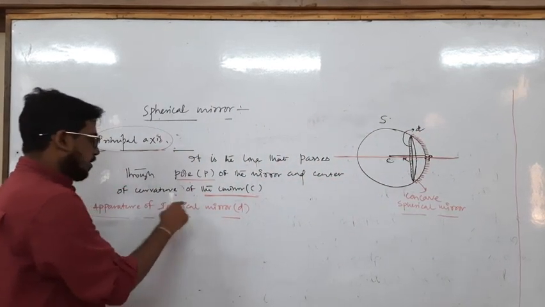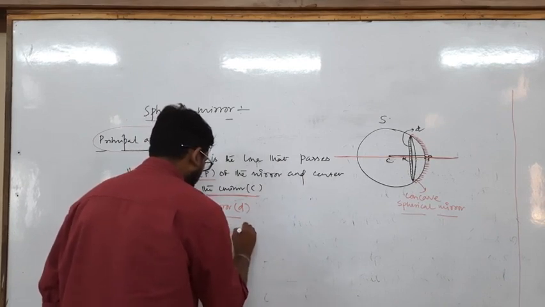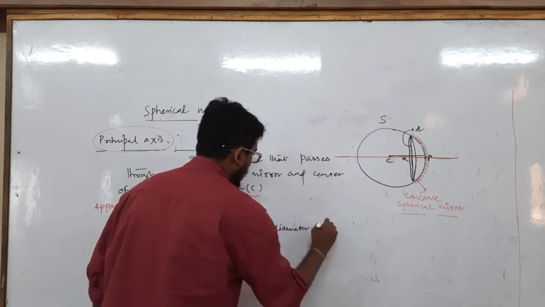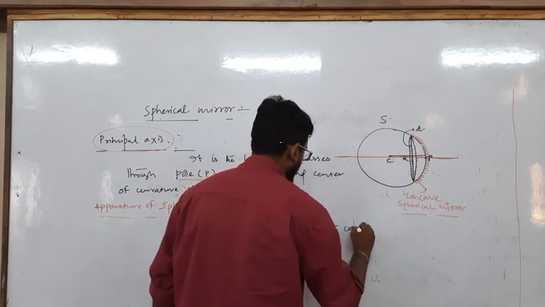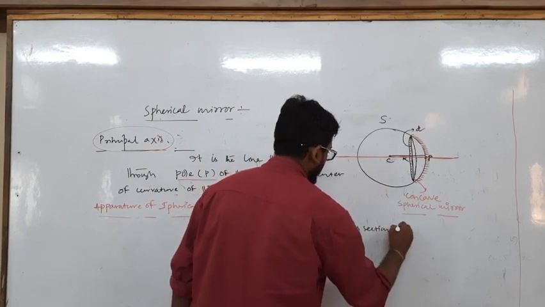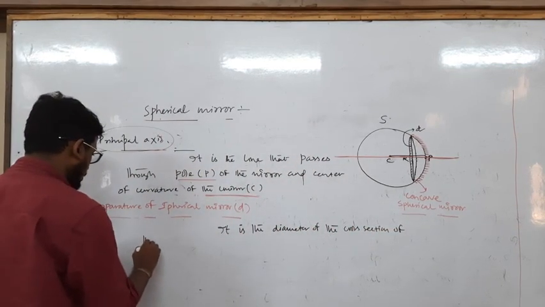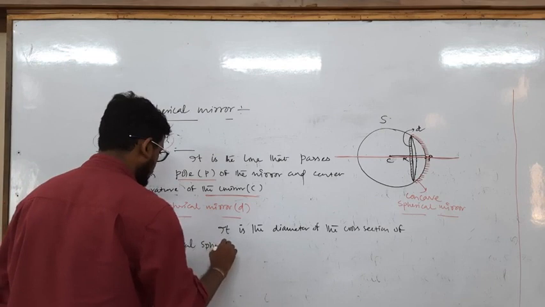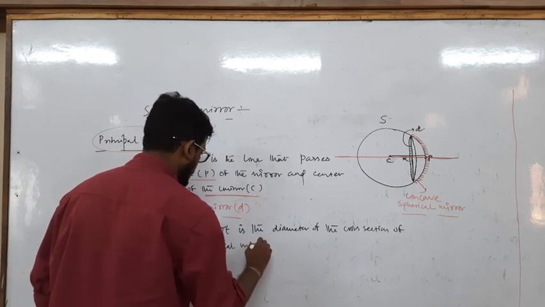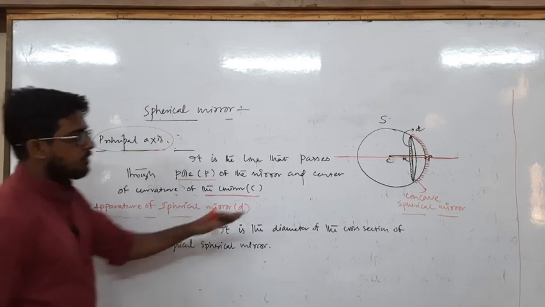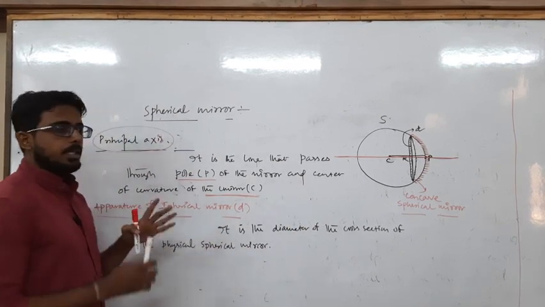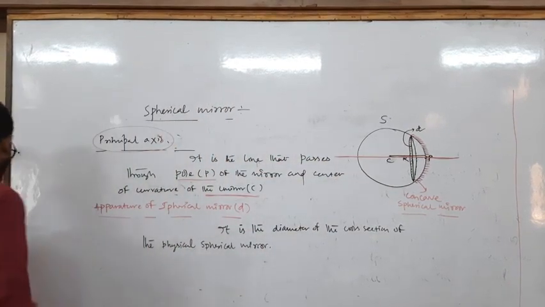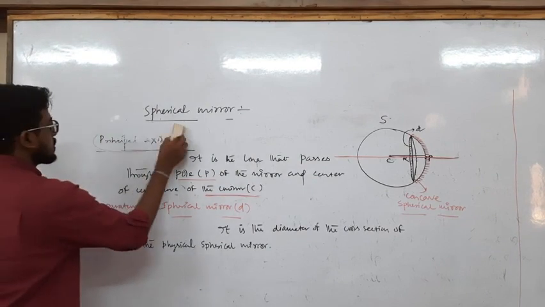So what is aperture of spherical mirror? It is the diameter of the cross section of the physical spherical mirror. Okay, it is the diameter of the cross section of the physical spherical mirror. So this is the aperture of the spherical mirror. Clear? Next we have to discuss another term that is known as focus.